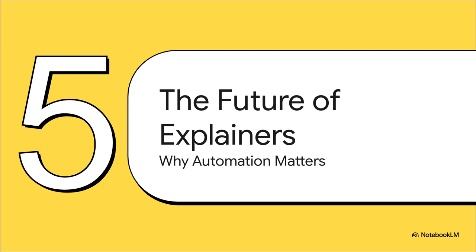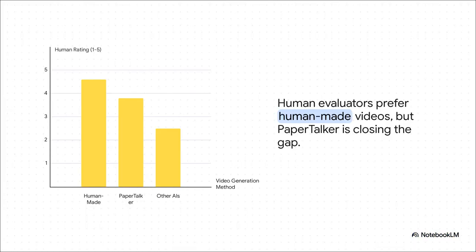So this all leads us to the final and maybe the most important question. What does this all mean for the future of how we share knowledge? Now, to be fair, human evaluators still said they slightly preferred the videos made by other humans. But look how close PaperTalker gets. It scores a 3.8 out of 5, which is way ahead of other AIs, and it's really closing in on that human score of 4.6. The quality is genuinely getting comparable.